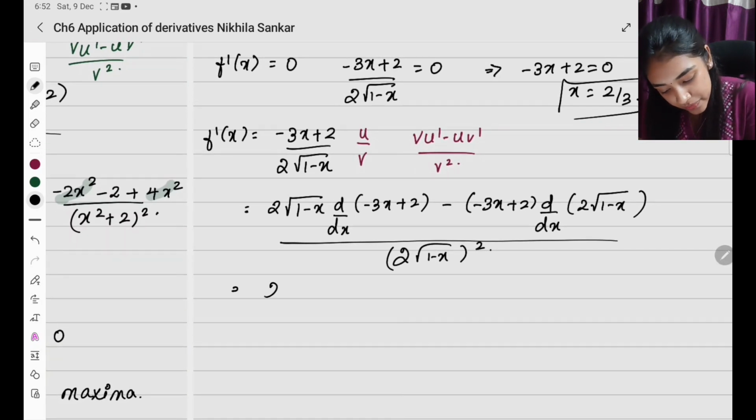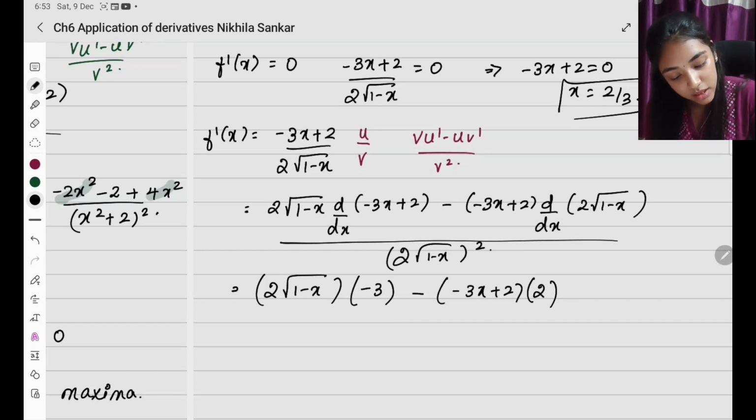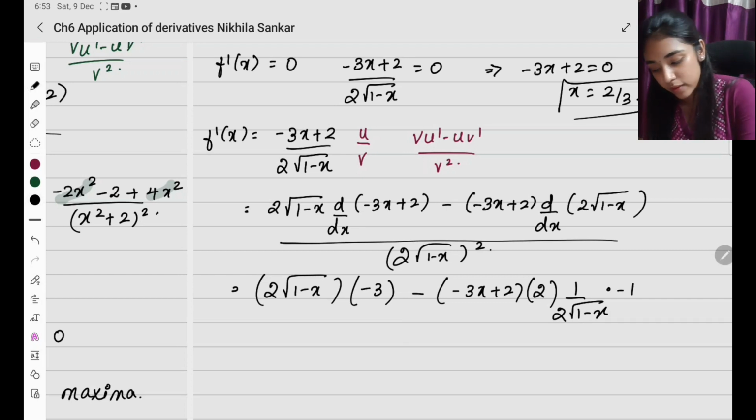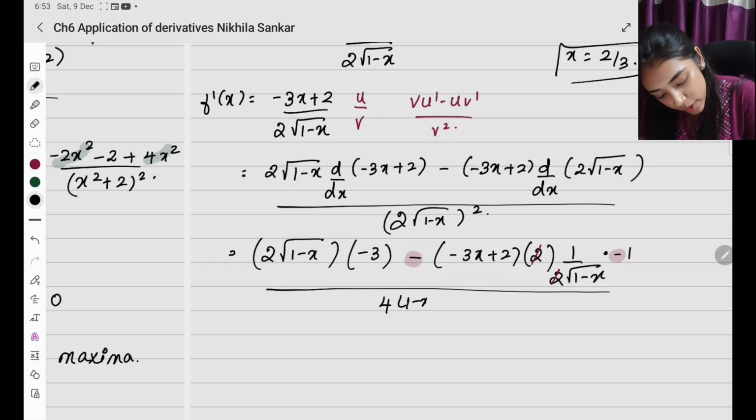So what do I have here? 2 root of (1 - x) times the derivative of (-3x + 2), which is -3, minus (-3x + 2) times, when I differentiate this, 2 is a constant, I take the 2 times the derivative of root of (1 - x), which gives 1 by 2 root of (1 - x) times -1. Now I'm going to club this minus and this minus, so it becomes a plus. I can cancel the 2 and the 2, and the whole is divided by the denominator (2 root of (1 - x)) the whole square, which becomes 4 times (1 - x).